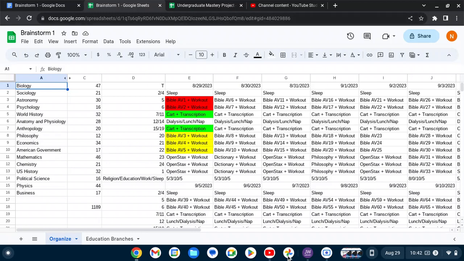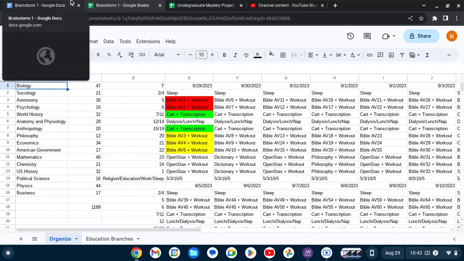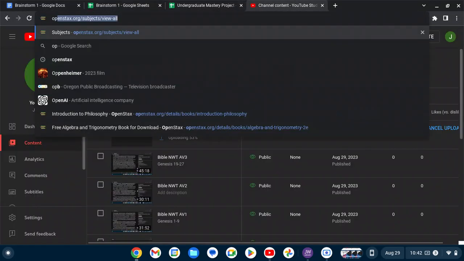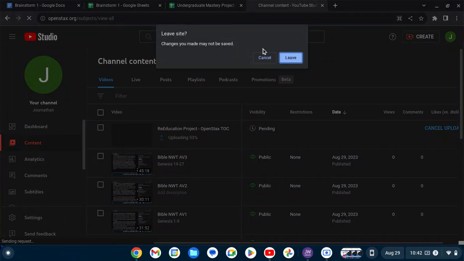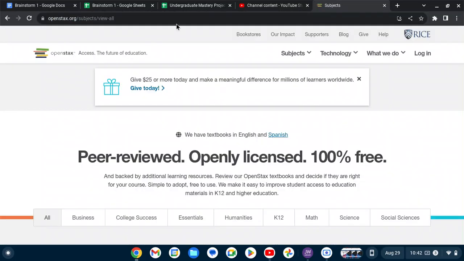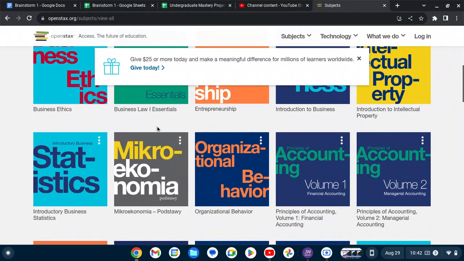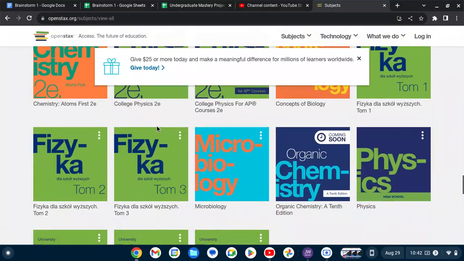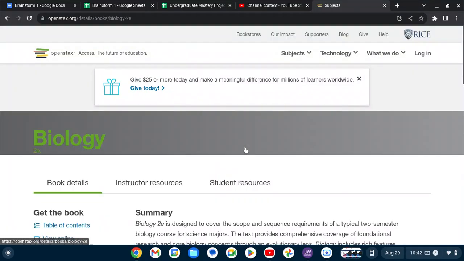So let's go ahead and open up OpenStax. Oops, cancel. Let's go here. All right. Biology will be down here. Here. All right. View online.